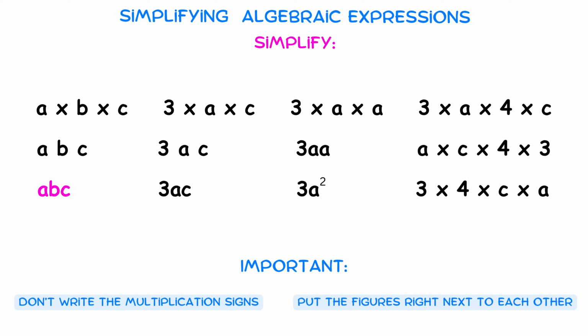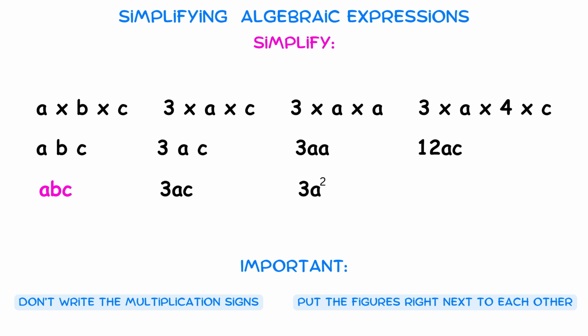In this next example, we have 3 times a times 4 times c, so we have two numbers and two different letters all being multiplied together. Because they're all being multiplied, it doesn't matter which order we do it in, so this question is exactly the same thing as a times c times 4 times 3, or 3 times 4 times c times a. As long as we're multiplying these four figures together, it means the same thing, and we're going to get the same answer. To simplify it, though, we want to multiply the two numbers together first, so 3 times 4, which is 12, and then we can tag on the a and the c, so we end up with 12ac.